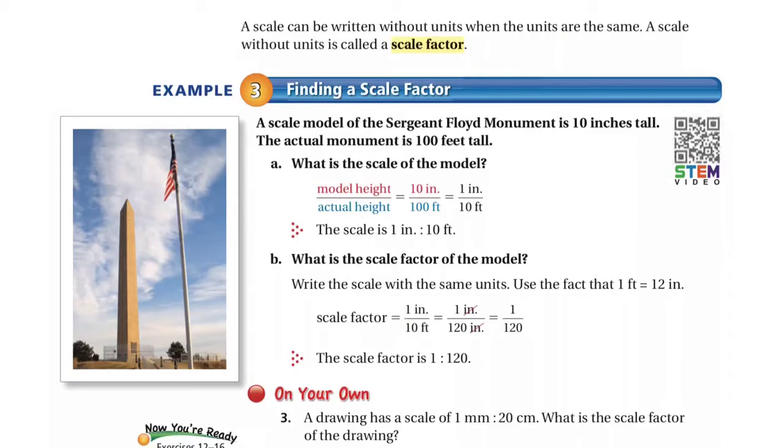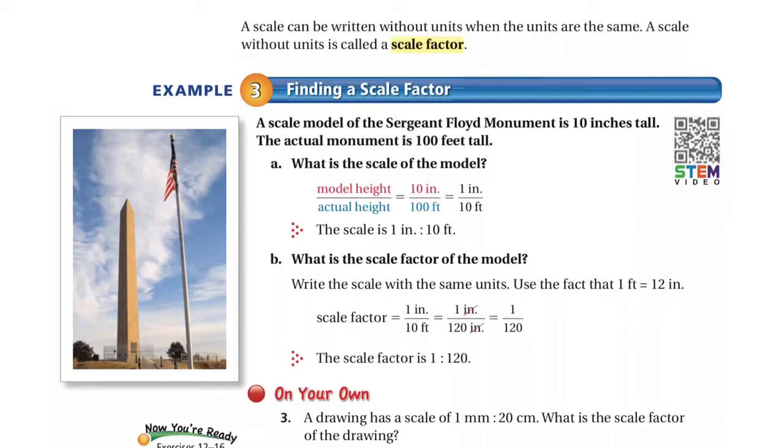A scale model of the Sergeant Floyd Monument is 10 inches tall. And the actual monument is 100 feet tall. So we just simplify 10 inches to 100 feet to be 1 inch equals 10 feet. What is the scale factor of the model?